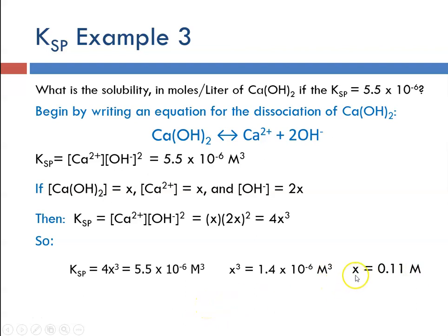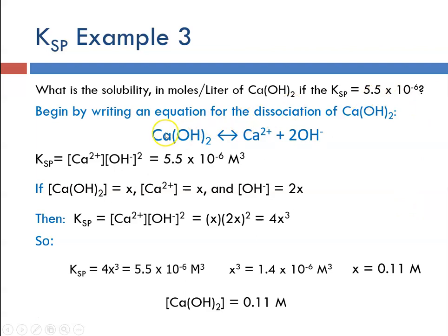So now we know that X is equal to 0.11, and up here, recall that calcium hydroxide was X, calcium was X, and hydroxide was 2X. We were asked for the solubility of calcium hydroxide, that was X, so the concentration of calcium hydroxide in this case is 0.11 molar, which was our X. I hope this helps you in solving these problems. They're not difficult. You just have to juggle some information.